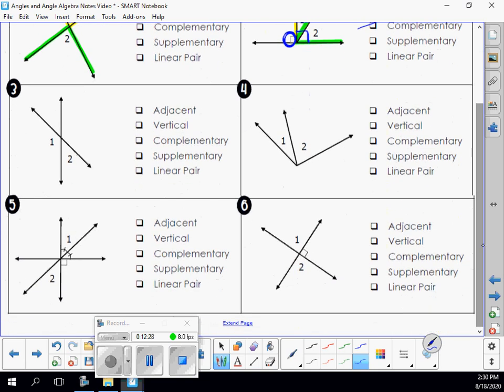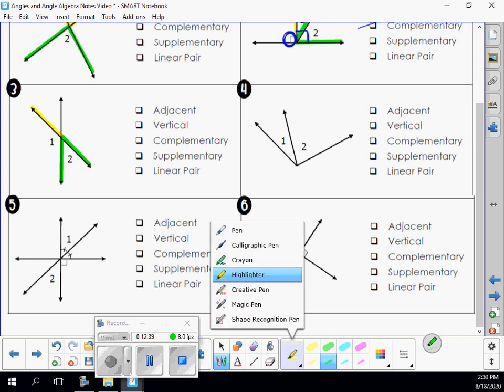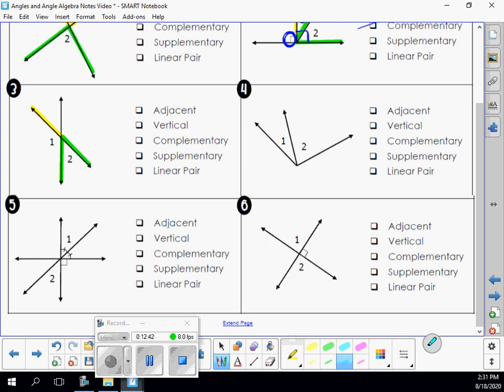Number 3. If I highlight 1 and I highlight 2, did I highlight a bar at the same time? Yeah. So that would make them adjacent. By definition, if you choose adjacent, you cannot choose vertical. Do I have any degree marks in there, any right angles? I don't, so I can't look at complementary or supplementary. For linear pair, they must be adjacent, so I meet that requirement. Now trace them together and see if you form a line. 1 and 2. Did I form a line? Yeah, I did. So I have to be a linear pair.